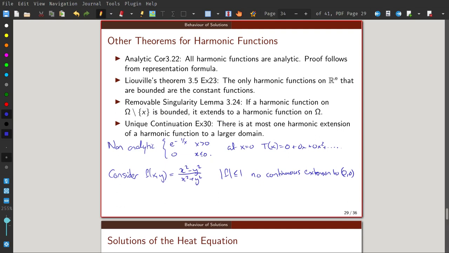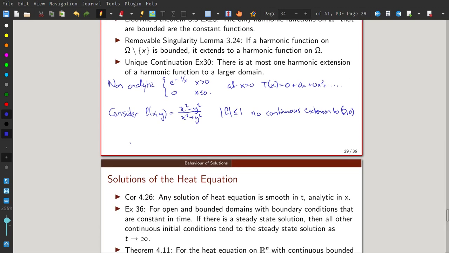And then the last property, unique continuation. All analytic functions have unique continuation, so it's a little bit redundant to add it here as a separate property. It just follows from the fact it's analytic. But there's at most one harmonic extension to a larger domain. So if you have a harmonic function on some domain, and you want to extend it to a larger domain, there's a unique way of doing this, or it's not possible.